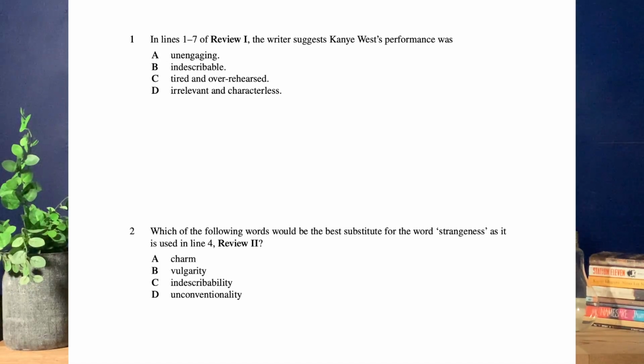You'll notice that the way those two passages are put forward, you'll need to read through them and have a really good think about what is really happening there. You'll notice they have numbers next to them as well so that the questions can point to various lines that exist within the reading. And we see with this first question, in lines 1 to 7 of Review 1, the writer suggests Kanye West's performance was unengaging, indescribable, tired and over-rehearsed, irrelevant and characterless.